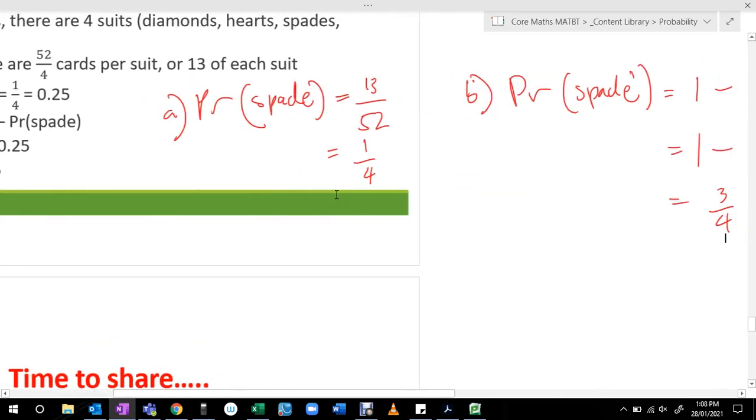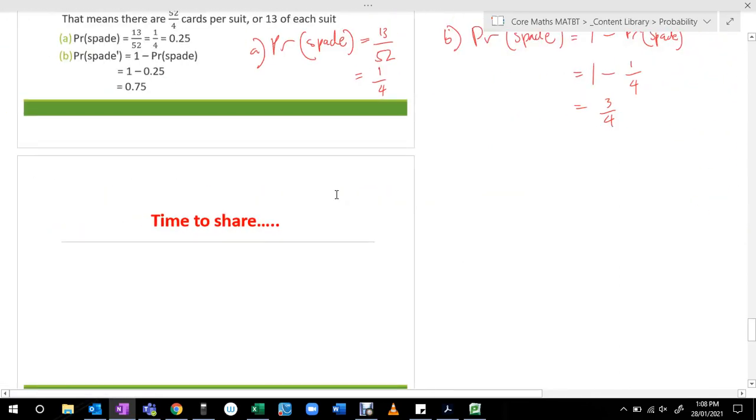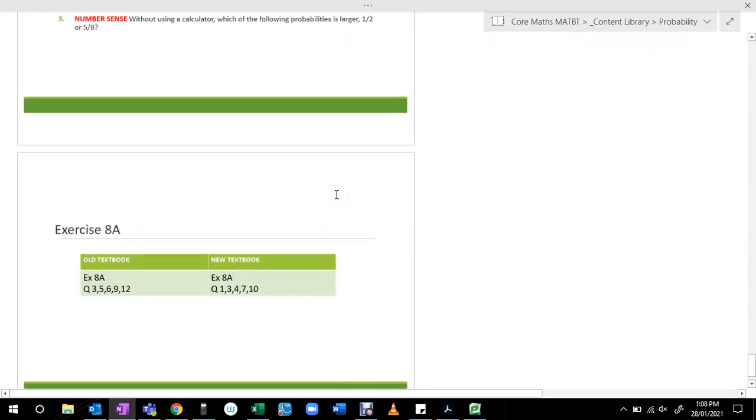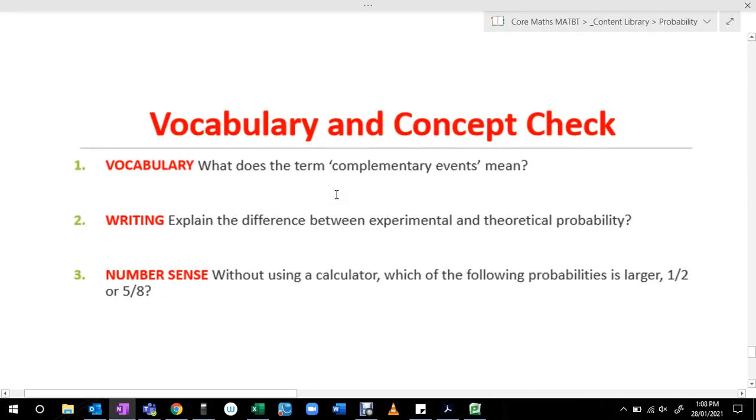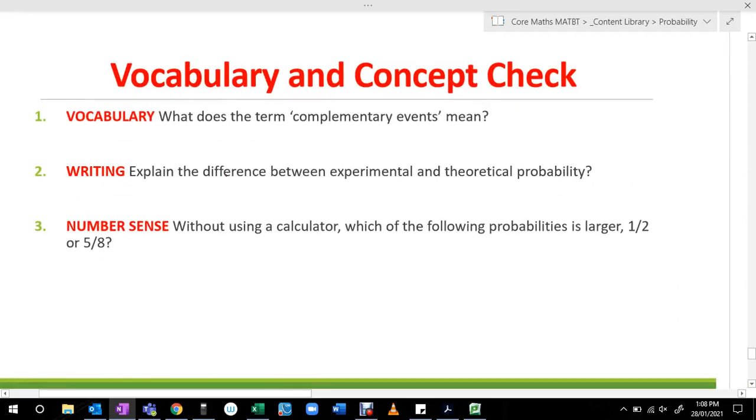All right, let's move on. Hopefully that made sense. Okay, cool. That's basically it for that. So just really quickly, complementary means opposite. Don't forget that.